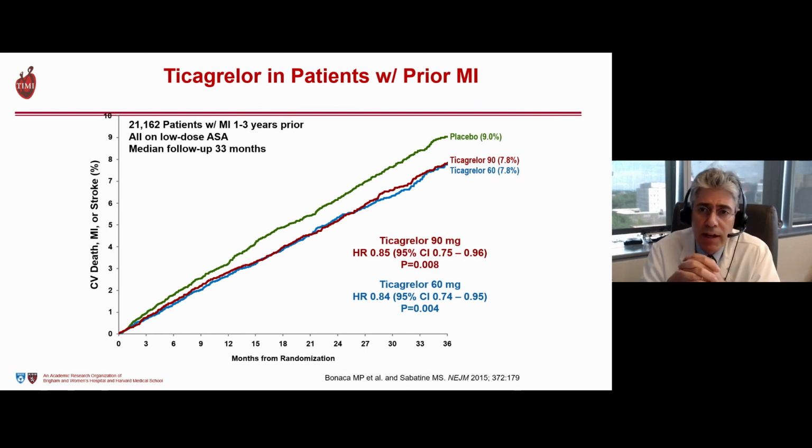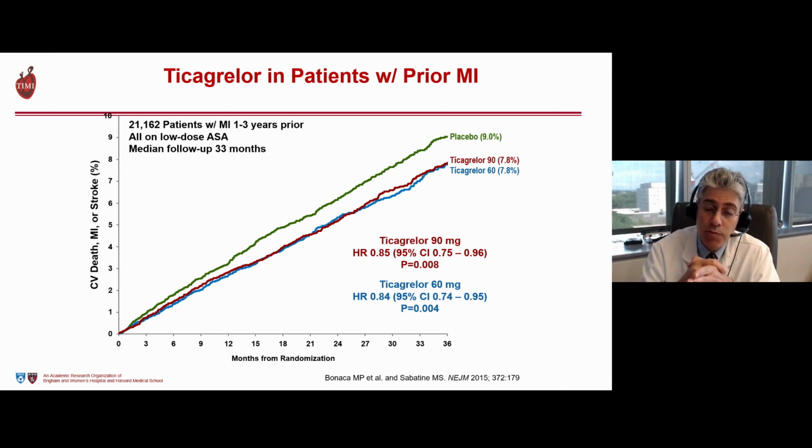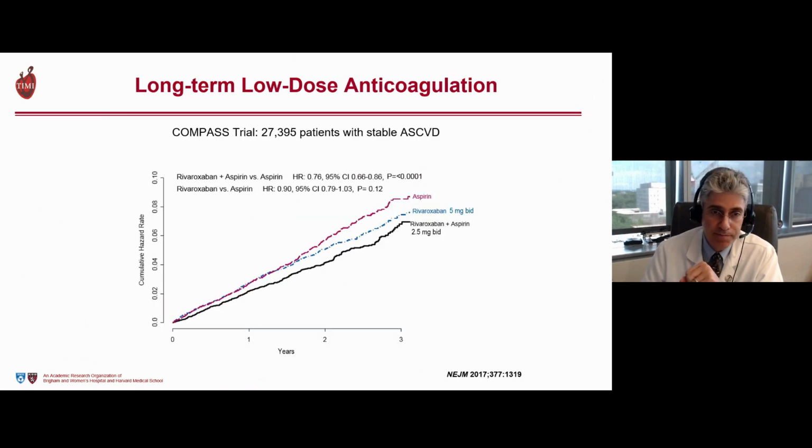These are data from PEGASUS-TIMI 54. These looked at patients just like this one. They had an MI. They had gotten their therapy of aspirin and a P2Y12 inhibitor for a year. And then we said, well, let's look to see beyond that point. Why should we stop? Might there be additional benefit? And so on a background of aspirin, continuing on, in this case, ticagrelor, reduced ischemic events by about 15%. So that's one bit of data for more prolonged P2Y12 inhibition on a background of aspirin therapy.